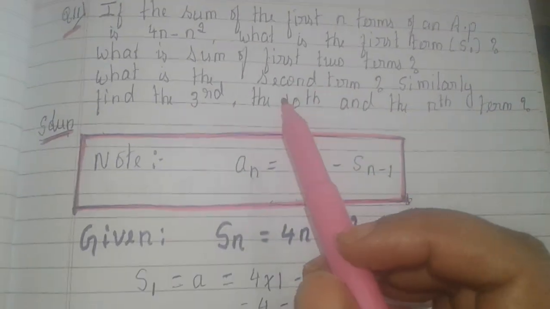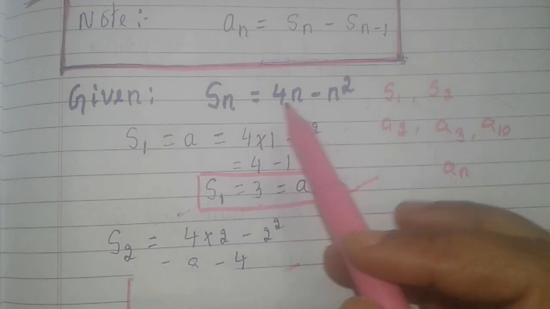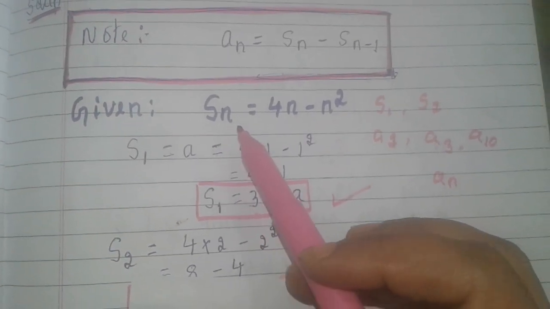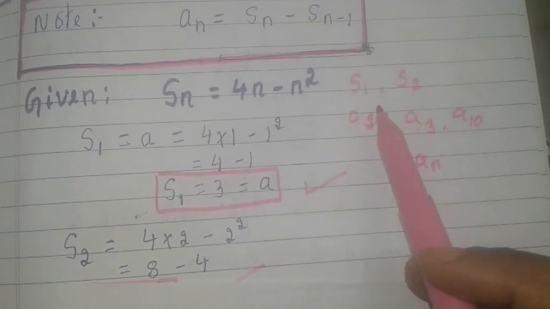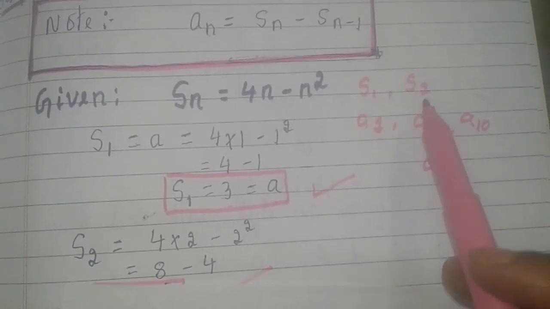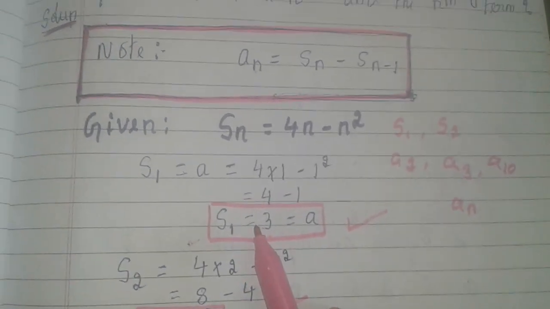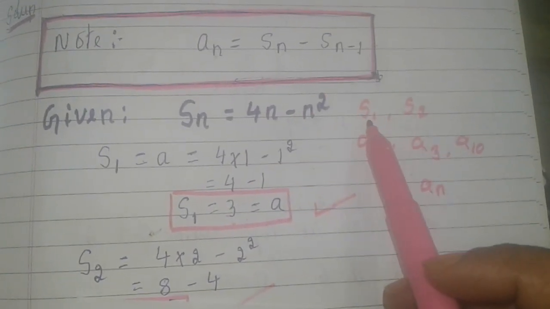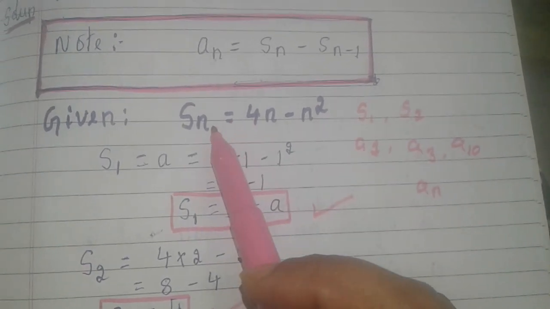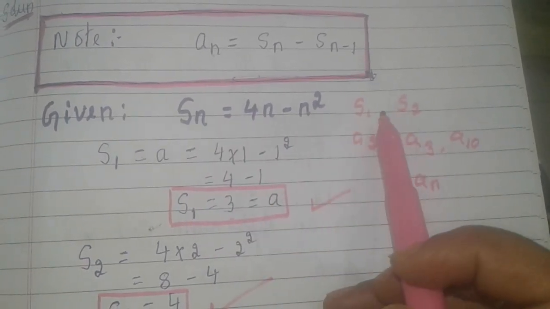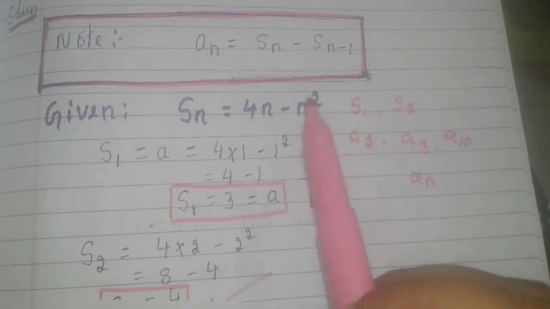So what he has given and what to find, let me explain. Given Sn equals 4n minus n square, that is the sum of n terms. I need to find S1, S2, A2, A3, A10 and An. So first I should find S1. It is easy to find S1 and S2. When you substitute n as 1, you can find S1. When you substitute n as 2, we can find S2.